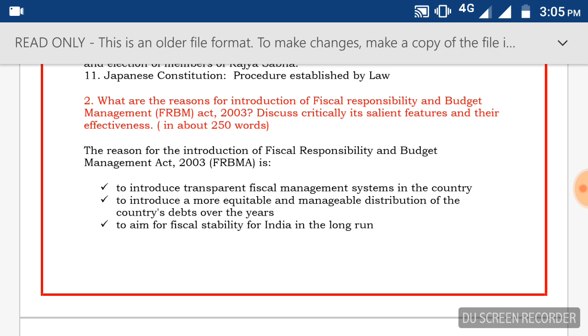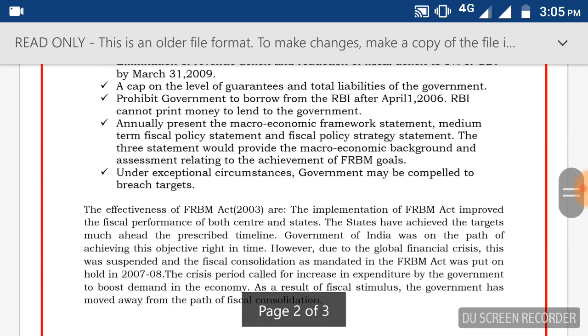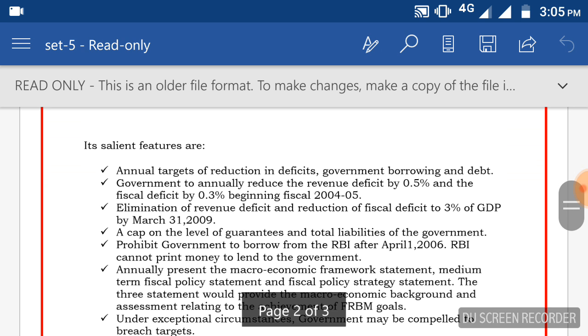The reason for introduction of the FRBM Act is to introduce a transparent fiscal management system. Next is to introduce a more equitable and manageable distribution of the country's debt over the years, and to aim for fiscal stability for India in the long run. What are the salient features? That is the second part of the question.